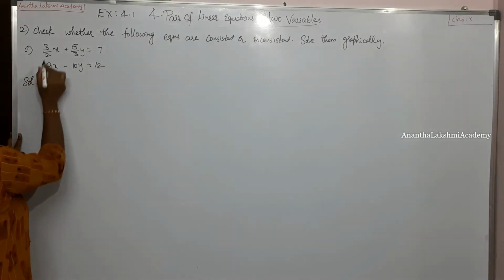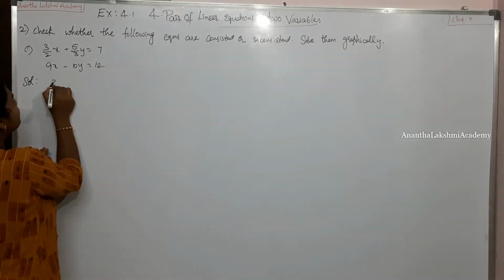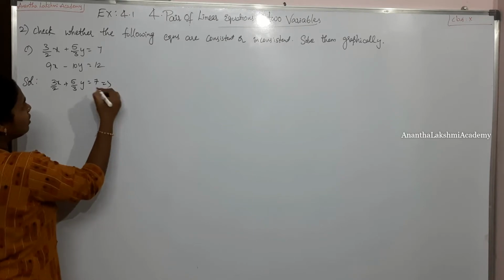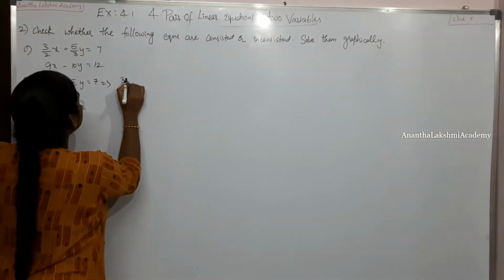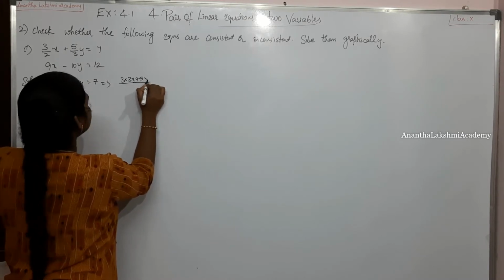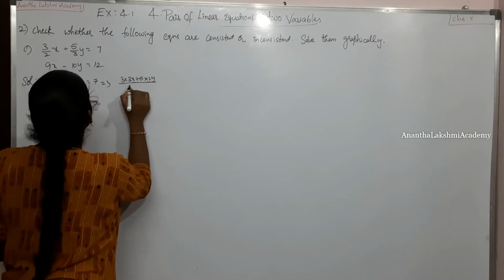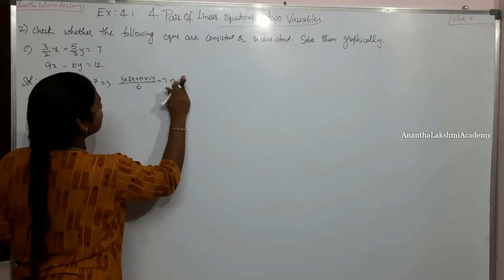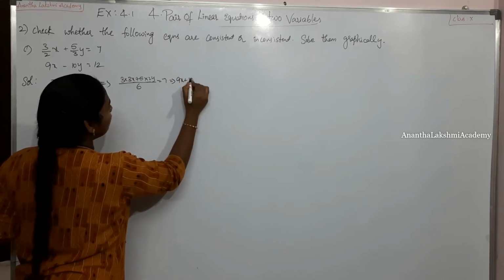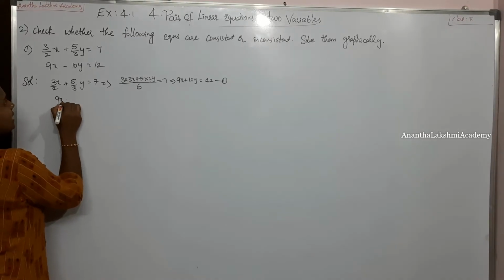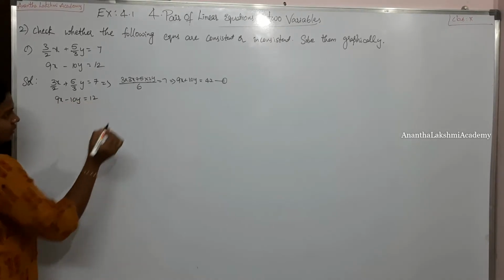Here we have a fractional equation. Let's simplify that. Let us take it as 5 by 3 y is equal to 7. Now I'm going to take the LCM, such that 3 into 3x plus 5 into y by 6 is equal to 7 into 6, which implies 9x plus 10y is equal to 42. This is going to be our equation number 1 or line number 1. And the second one is 9x minus 10y is equal to 12.